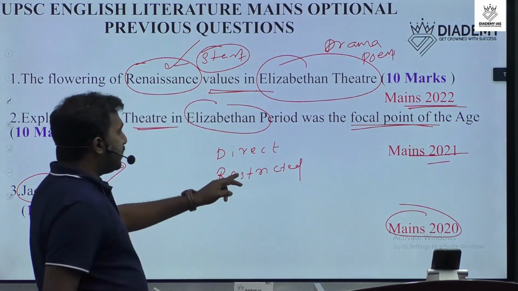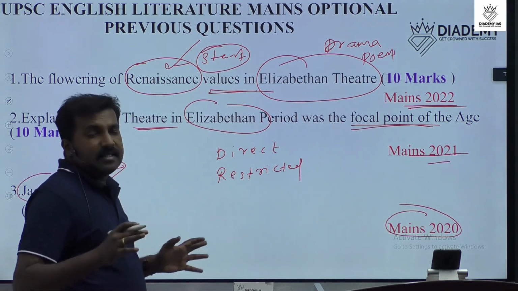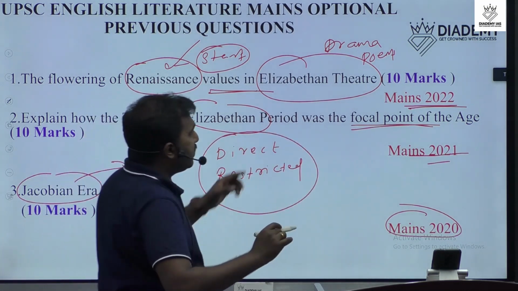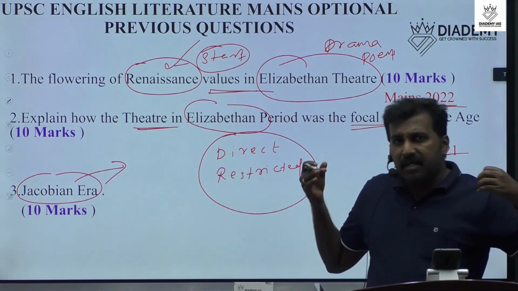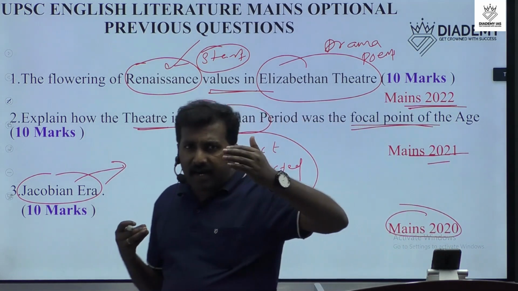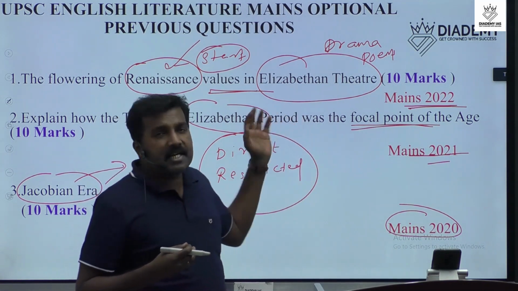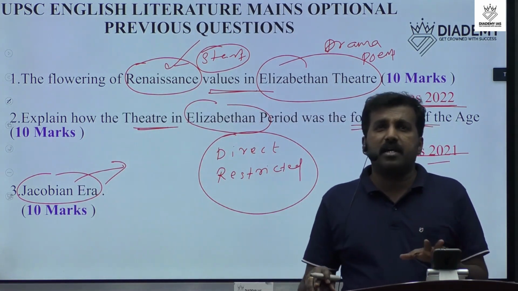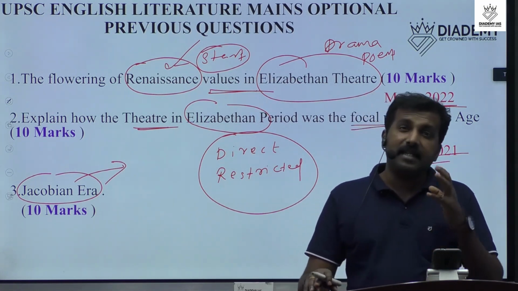So here you can see this question is direct and restricted, and not in a generalized way. If you prepare this topic, the Elizabethan period or Renaissance period, if you read it once, you can easily answer this type of question. English literature optional questions are very simple, straightforward and direct.